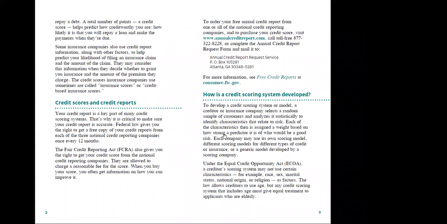And so one of the things that is used in the credit reporting system and how the model is developed: a creditor or insurance company selects a random sample statistically to identify characteristics that relate to risk. So each of these characteristics then is assigned a weight based on how strong a predictor it is of who would be a good risk. And before we jumped on this call with everyone else, we were having this conversation in the background, and there's a lot that goes into this.